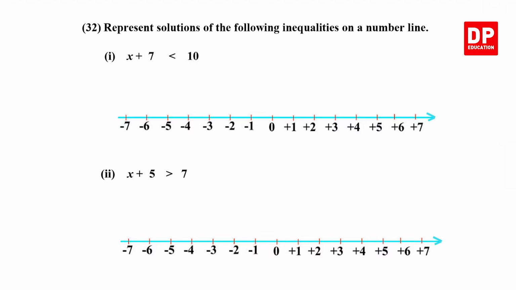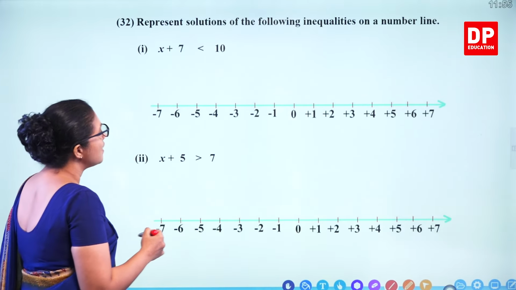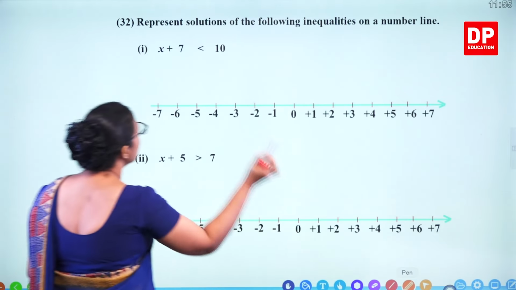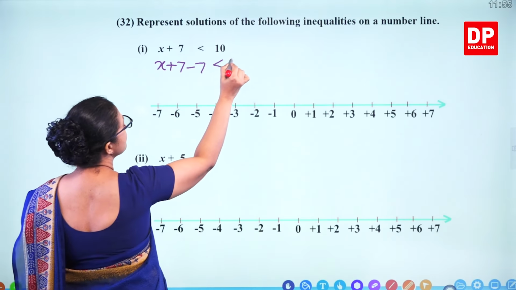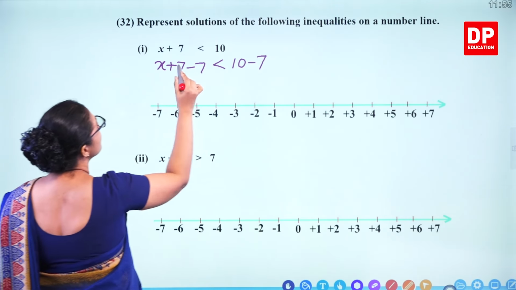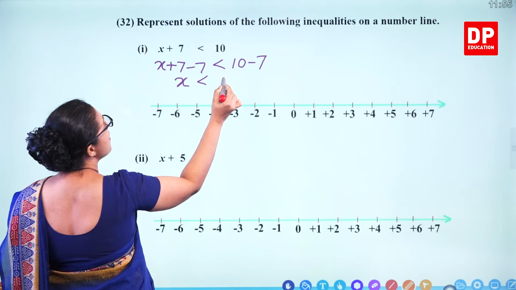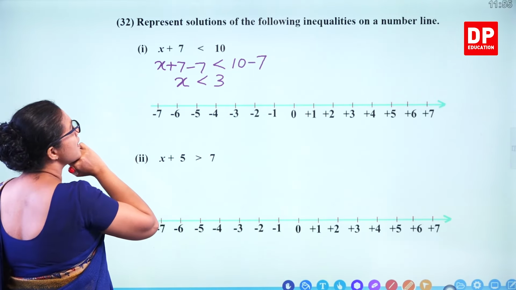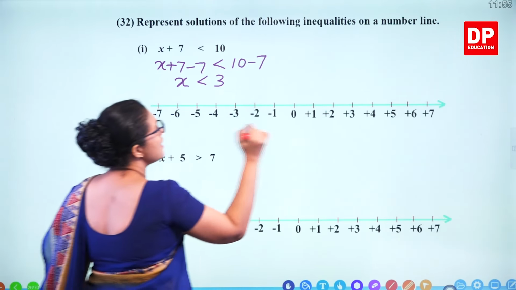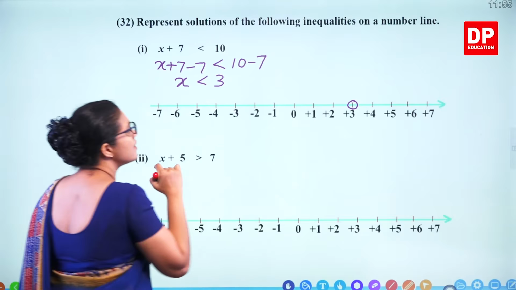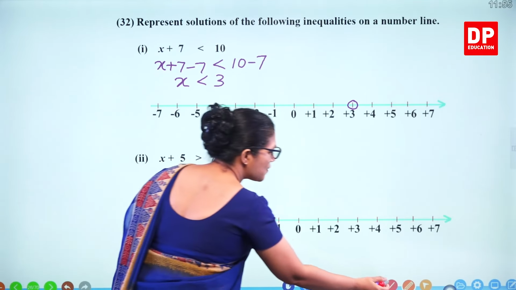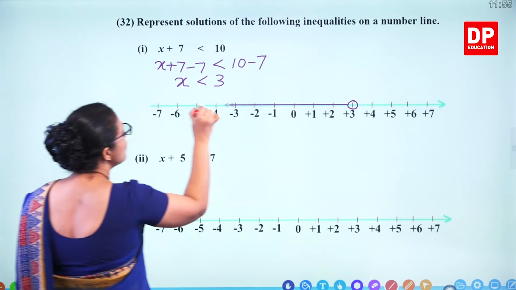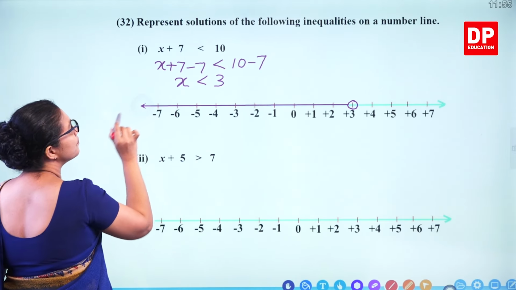Represent solutions of the following inequalities on a number line. x plus 7 is less than 10. So subtract 7 from both sides. x becomes 10 minus 7, that's 3. So 3 is not included. So open circle, x less than 3 towards the left side. So you draw the arrow towards the left side.